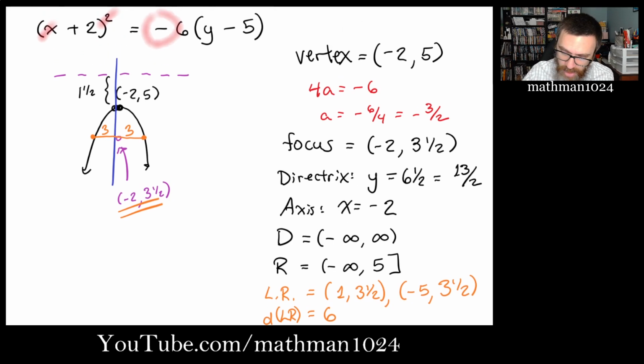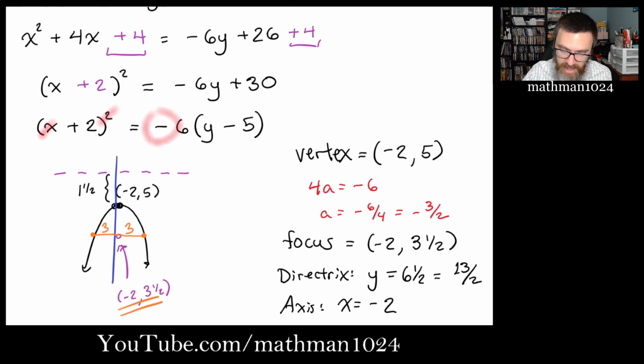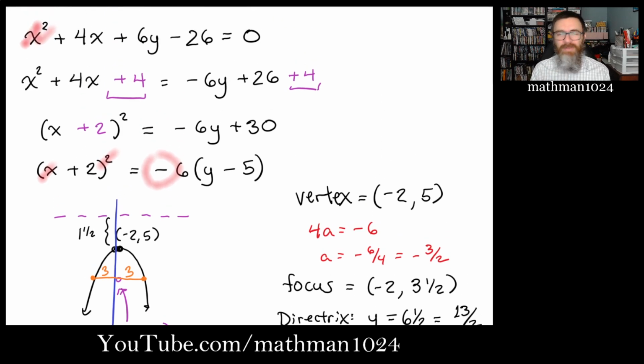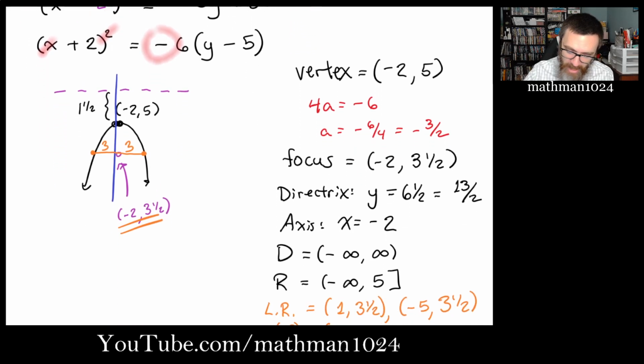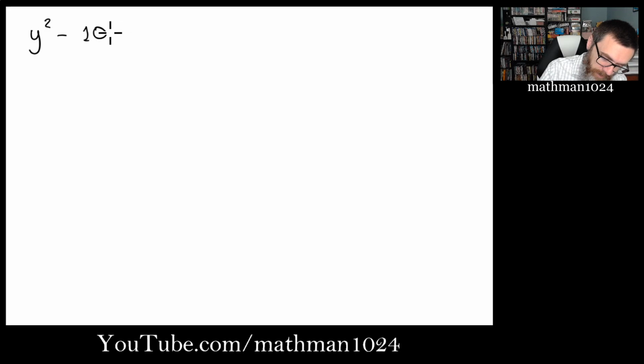The key thing in this problem, though, is making sure that you can take the original equation, recognize that it's a parabola with x, complete the square, and then factor so that you can make sure that you can clearly identify the vertex. All right, so let's try this again. With a different problem, of course. If I take y squared minus 10x minus 10y minus 55 is equal to 0.